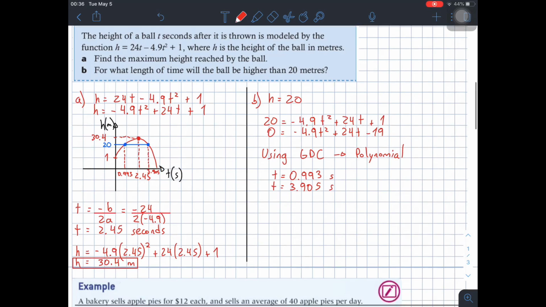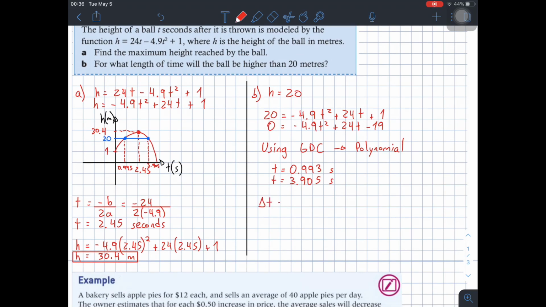Okay, so basically the change in time during those two periods of time would be 3.905 minus 0.993. And then we calculate that interval of time, which would give us 3.905 minus 0.993, and this is 2.91 seconds. That is the interval of time from the first time it reaches 20 meters to the second time it reaches 20 meters. Okay, so I hope this is clear enough.